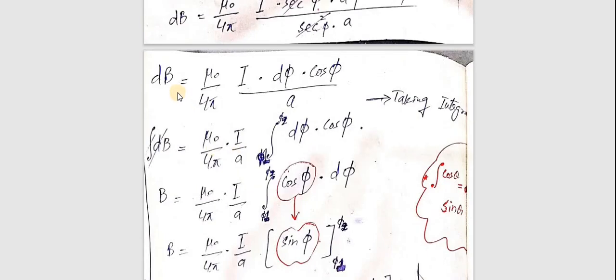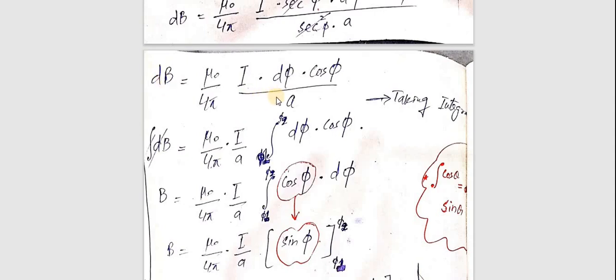Now dB equals μ0 divided by 4π, I sec²θ will be cancelled out with sec²θ, and we are left with dθ cos θ divided by a. So dB equals μ0 divided by 4π, I dθ cos θ divided by a. Now taking the integral, because this dB is the magnetic field of the current element at a point P.